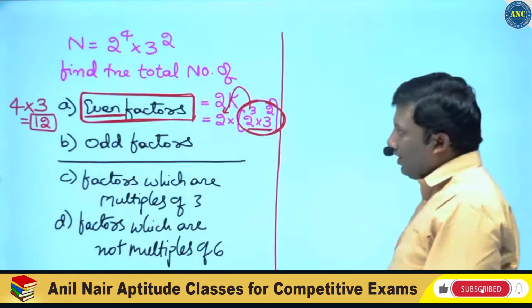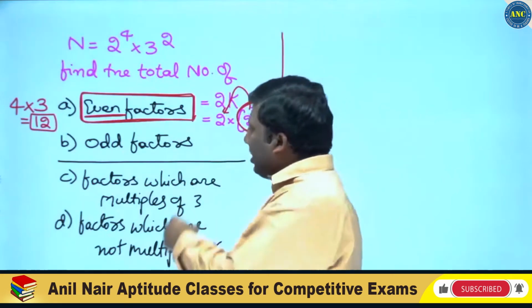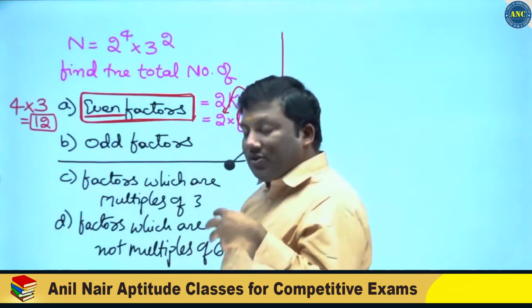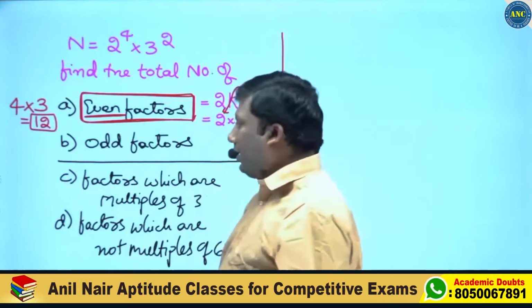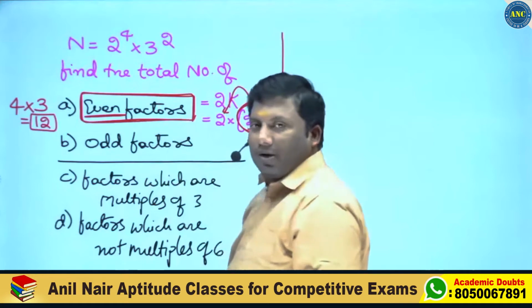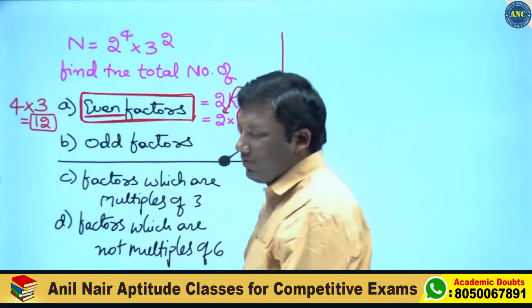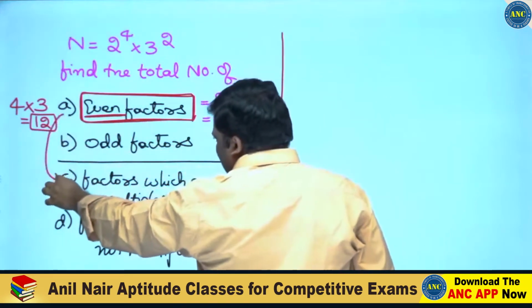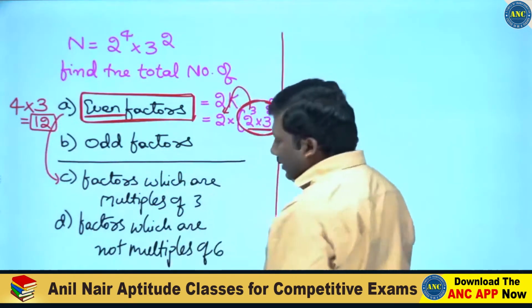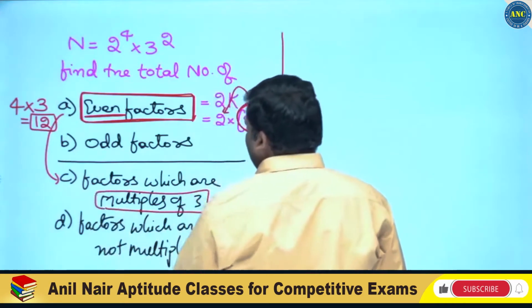Very conceptual. The same question can also be asked like this: even factors, factors which are divisible by 2, or factors which are multiples of 2. The same concept can also be extended to point C. Factors which are multiples of 3.